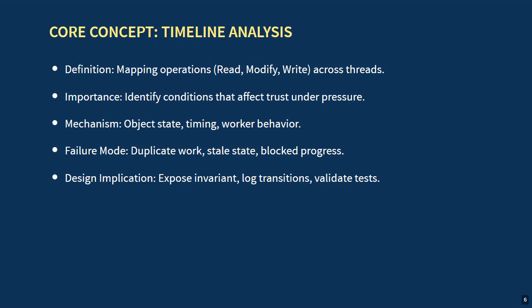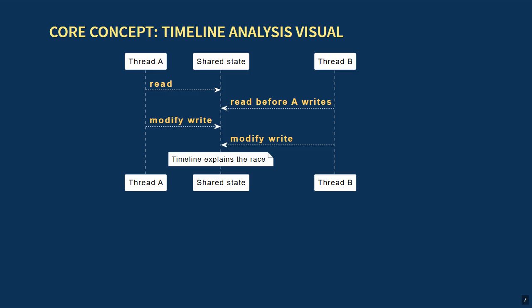Timeline analysis refers to mapping out when each operation, such as read, modify, or write, occurs across threads. This concept is crucial because it identifies conditions that must be explicitly understood before we can trust our system under pressure. This diagram supports core concept timeline analysis. Read it as a map of the concept, where pressure enters, which invariant is at risk, and what evidence would make the design claim defensible.